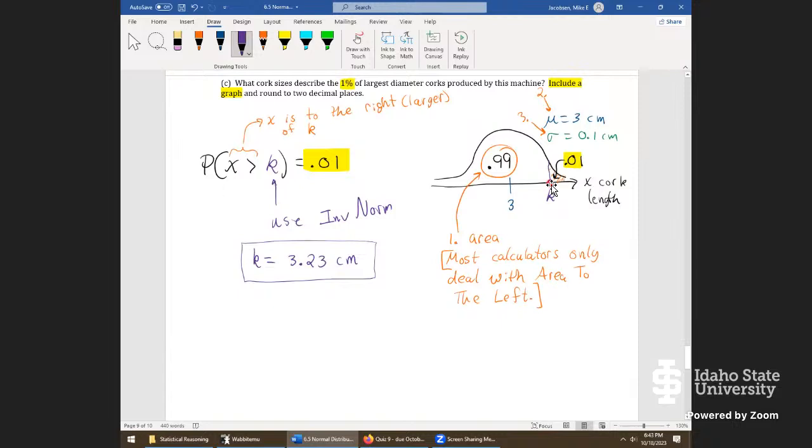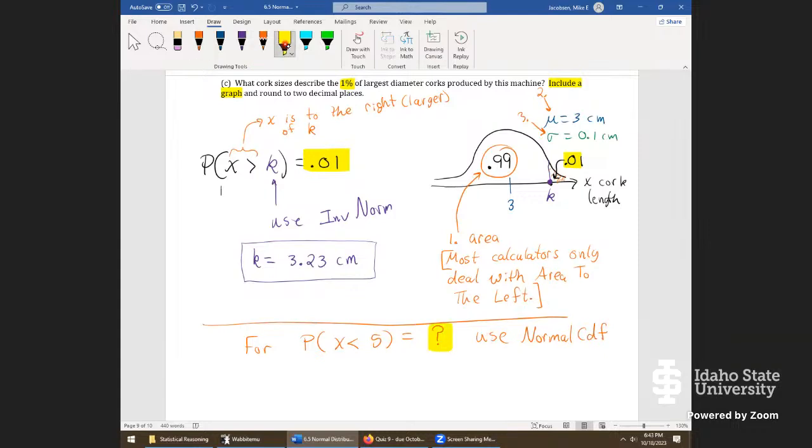You know what? In fact, that's a good thing to write down right here. For probability, x less than 5. And there's lots of ways to write this. It could be x greater than 5, x between 3 and 5, and so on. But for all these kinds of questions, where the probability is unknown, use normal CDF. And it's this right here that's causing us to use normal CDF. We just don't know the probability.